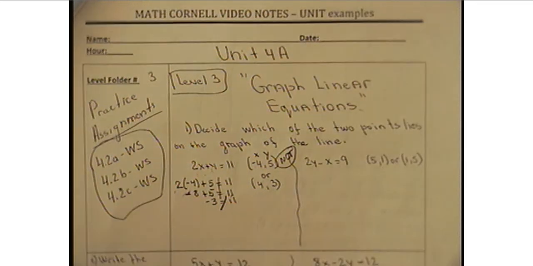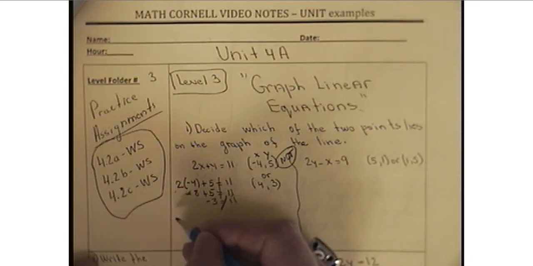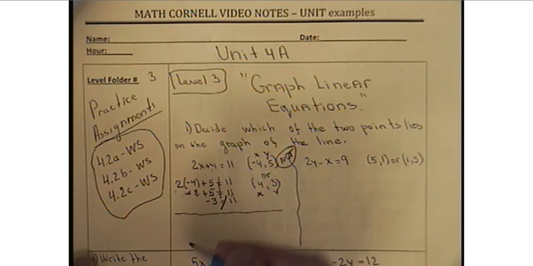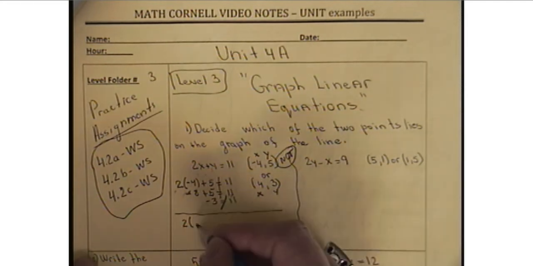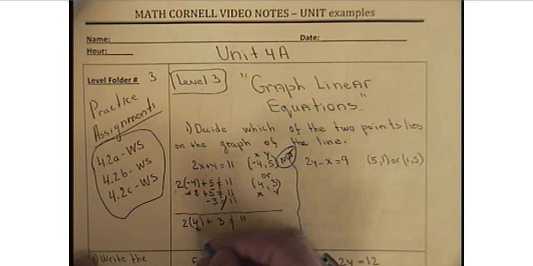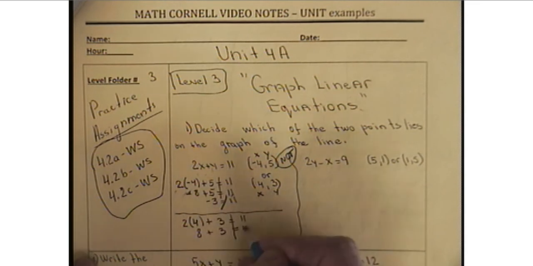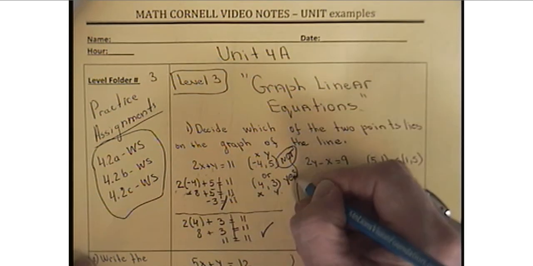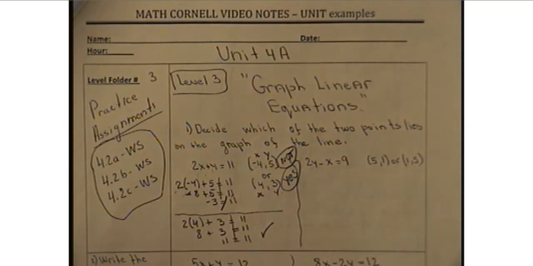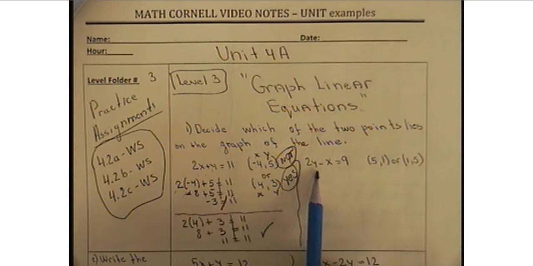So we will do the same exact check with the second point, x and y coordinates. So 2 times x, this time 4, plus y, which is 3, equals 11. Okay, well 2 times 4 is 8, plus 3 equals 11, and yes, 11 equals 11. Check mark, yes. So this is the point that lies on this particular line. Very good. So we will do another check, same one, with another function, 2y minus x equals 9.